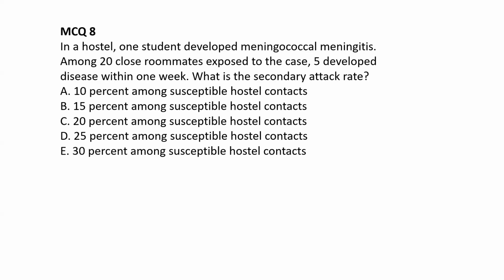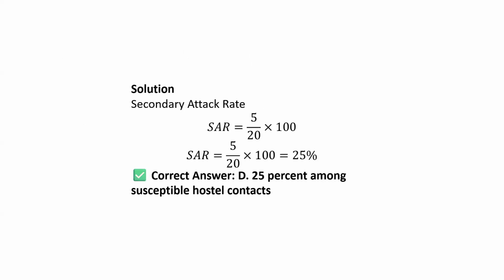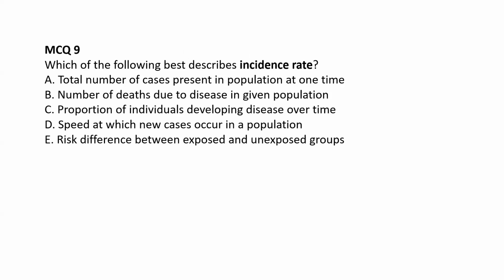MCQ number 8: In a hospital, one student had meningococcal meningitis among 20 close roommates exposed to the case. 5 developed disease within 1 week. What is the secondary attack rate? A, 10% among susceptible hospital contacts; B, 15%; C, 20%; D, 25%; E, 30% among susceptible hospital contacts. D is the right option. So this is the solution.